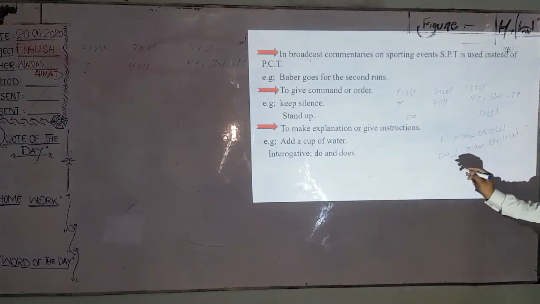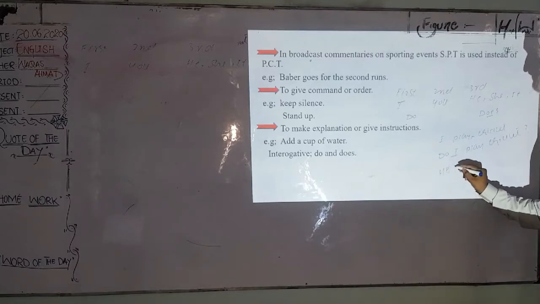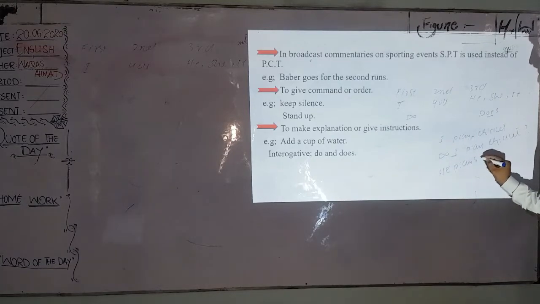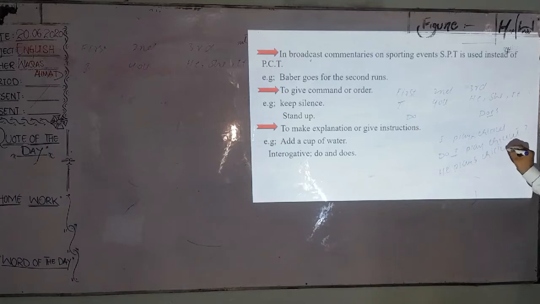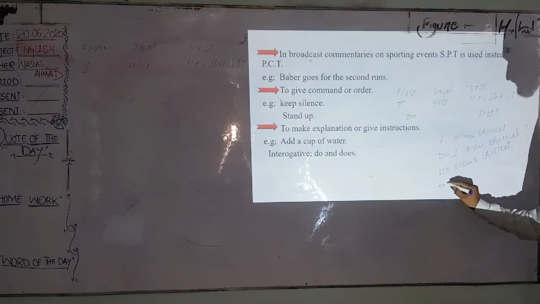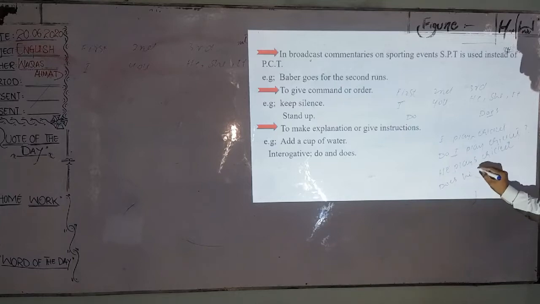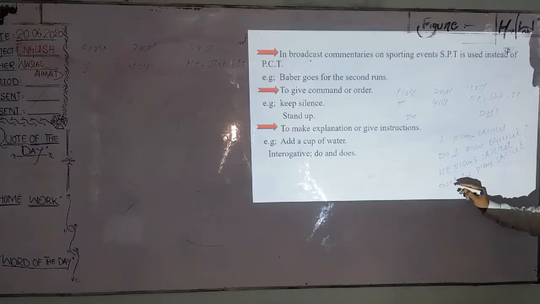Then, for example, he plays cricket. He is third person. With third person, we are putting does. Does he play cricket? So the S or ES position is already covered by does.